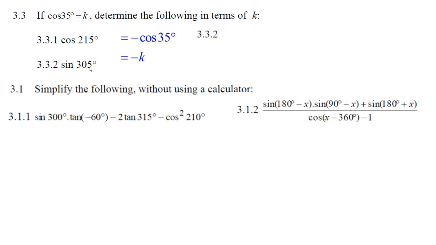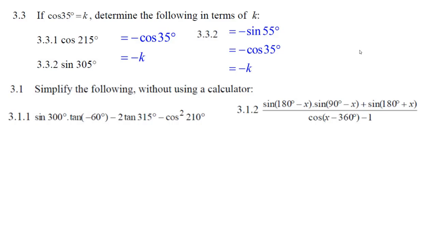And the same thing for the sine of 305 degrees. That's the same as the sine of 55 degrees, because it's 55 degrees away from being 360. That means it's the same as the sine of 55 degrees, but it's negative. But hang on, can't we just use the cofunction? The sine of 55 is the cos of 35. So, hey, this sine of 305, it must be equal to minus k too.